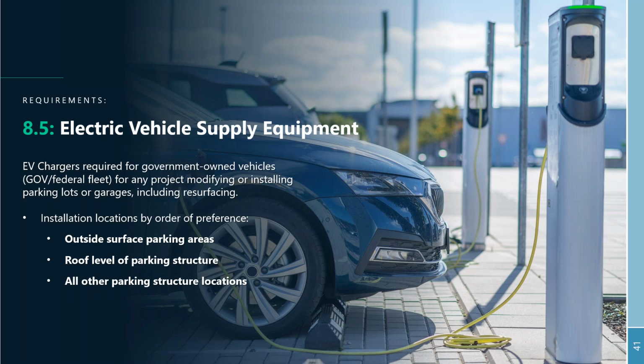The preference for installation of EVSEs is in this order: outside surface parking areas, roof level of parking structures, all other parking structure locations. If none of this exists in your project and you have a parking structure, going inside the parking structure will be allowed, but those parking structures need to be provided with appropriate sprinkler systems or other systems that will be able to protect the car if the battery somehow catches fire.